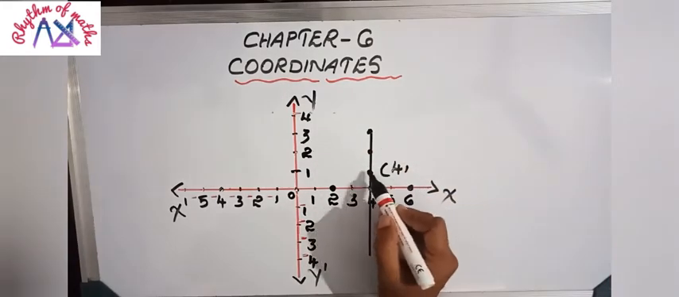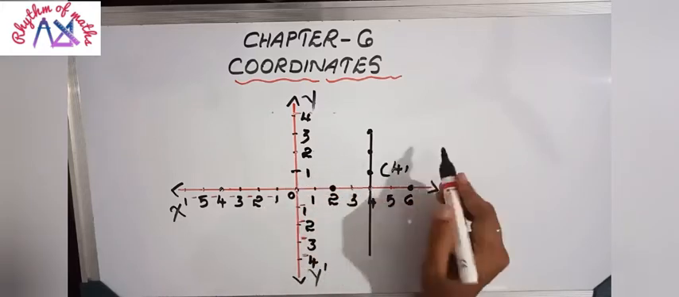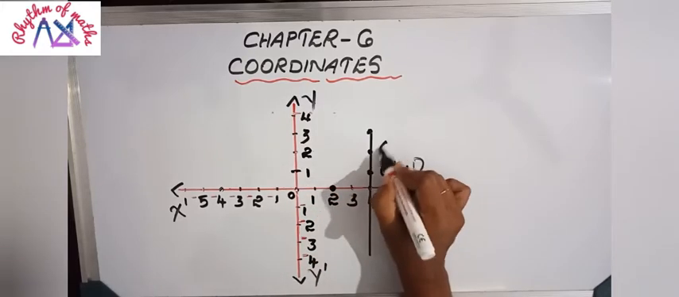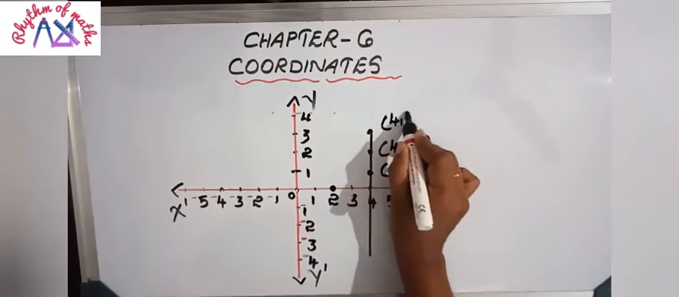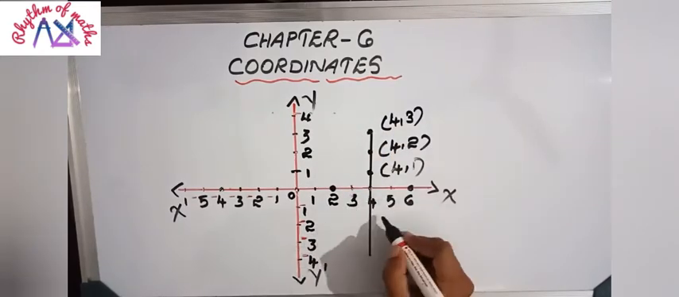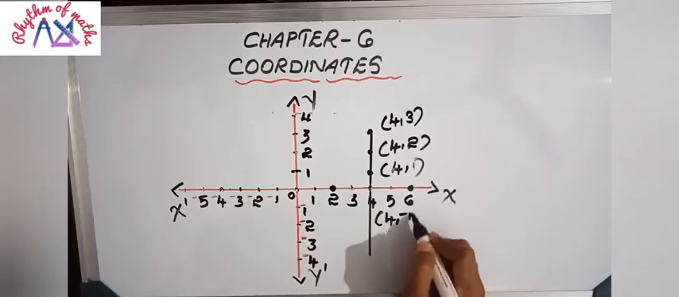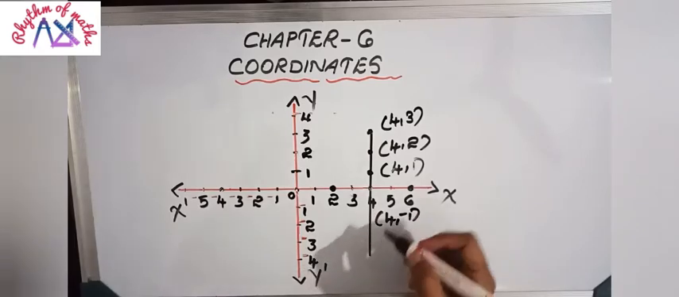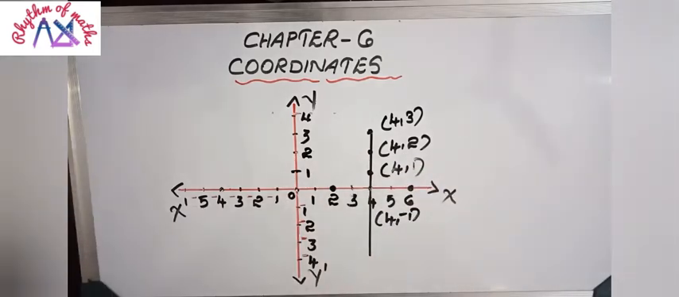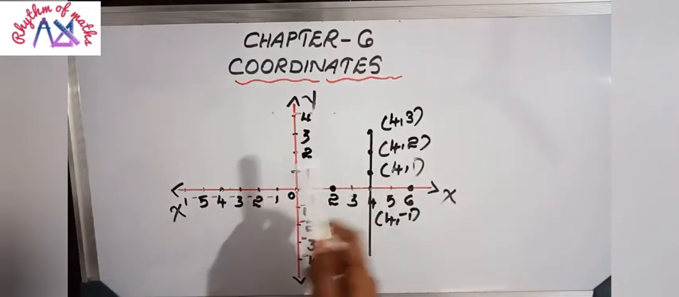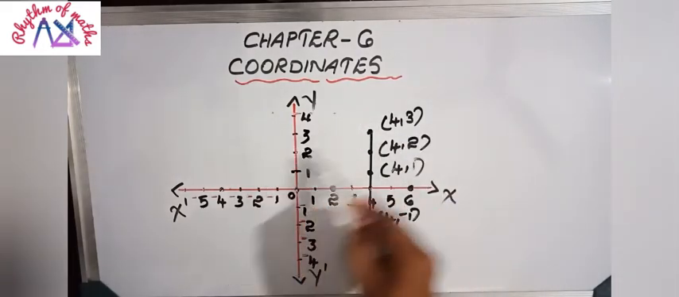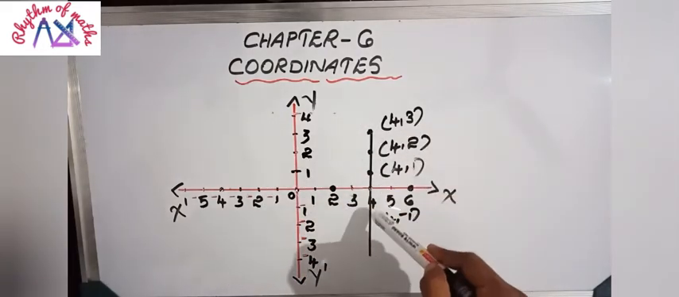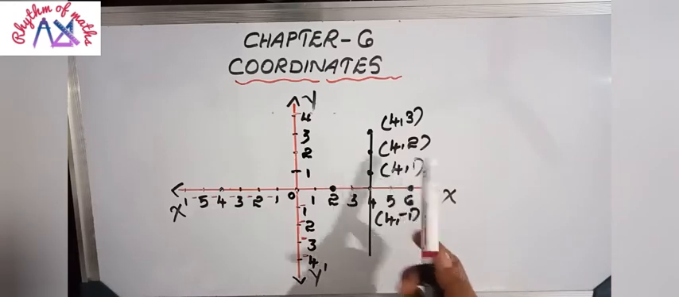If this is the point, the y coordinate is 1, so (4, 1). Next will be (4, 2). Then (4, 3). Towards down, (4, -1), like that. That means for the coordinates of any point on a line parallel to the y-axis, x will be the same. Parallel to y, x is the same.